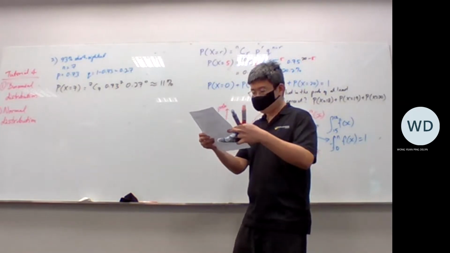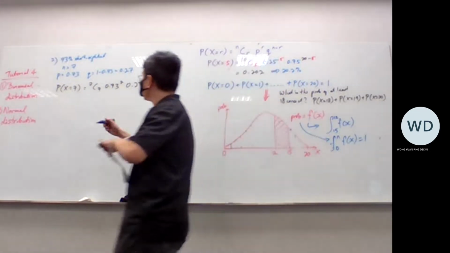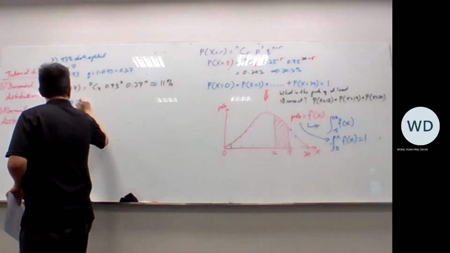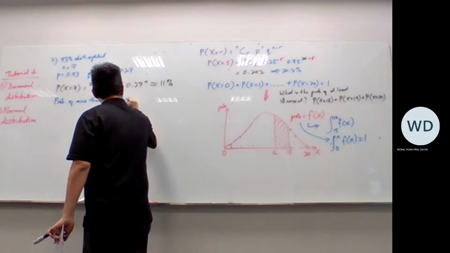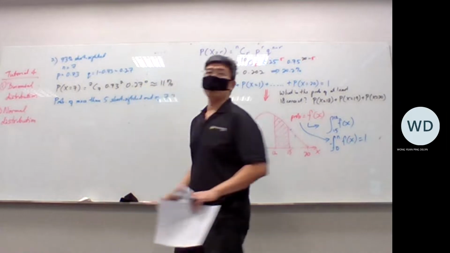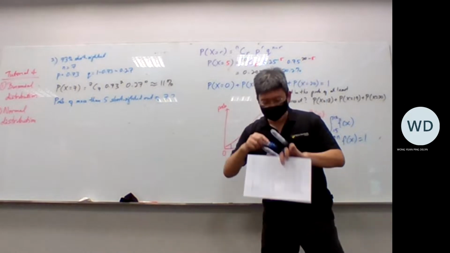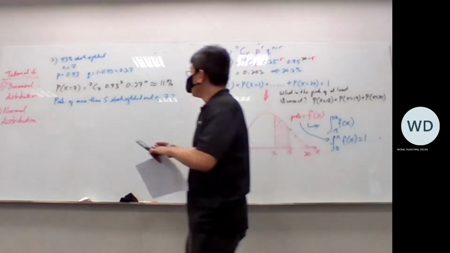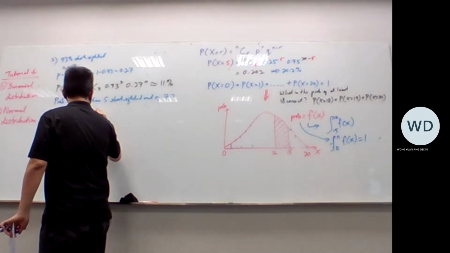Okay. So question 2b. More than 5 are short-sighted. So you're asking the probability of more than 5 short-sighted out of the total of 7. So is 5 included? More than 5 short-sighted, is 5 included? No, so it's 6 and 7. Then you do it for 6 and 7.